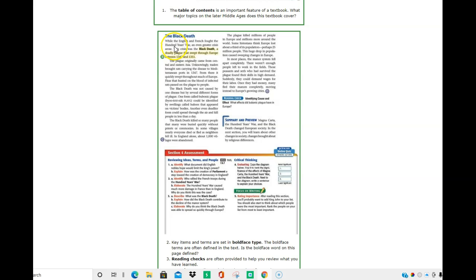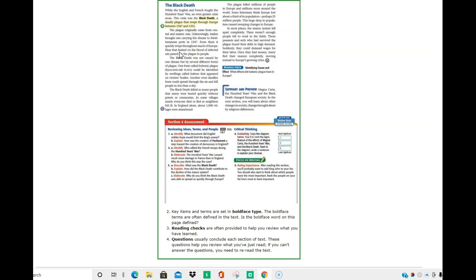The Black Death. While the English and French fought the Hundred Years' War, an even greater crisis arose. This crisis was the Black Death, a deadly plague that swept through Europe between 1347 and 1351. The plague originally came from Central and Eastern Asia. Unknowingly, traders brought rats carrying the disease to Mediterranean ports in 1347. From there, it quickly spread throughout much of Europe.